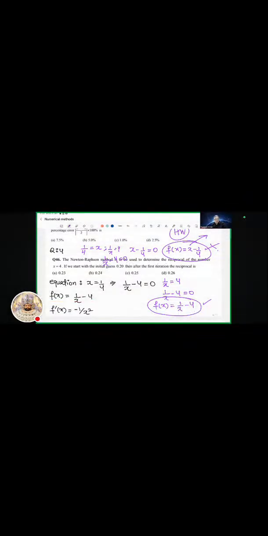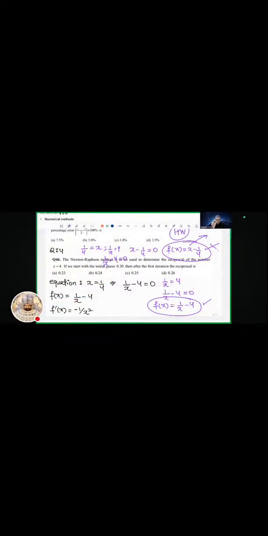That is why whenever reciprocals are asked, when you're forming the equation to begin with, you always form the equation like this. F of x equals to 1 by x minus 4 equals to 0. So this is my function. Now I can easily use Newton-Raphson. So let's use the Newton-Raphson method.